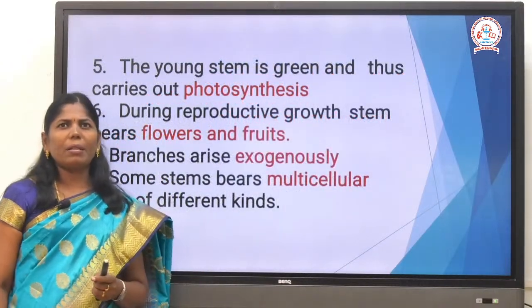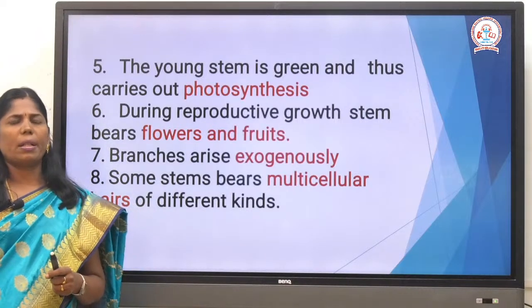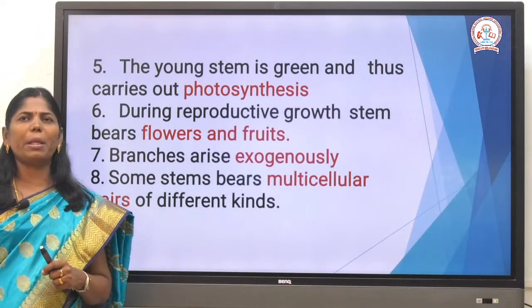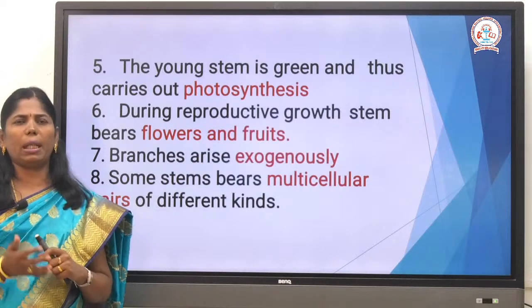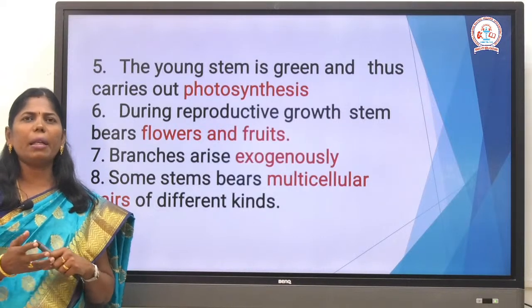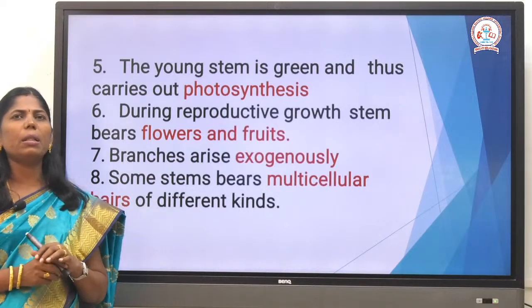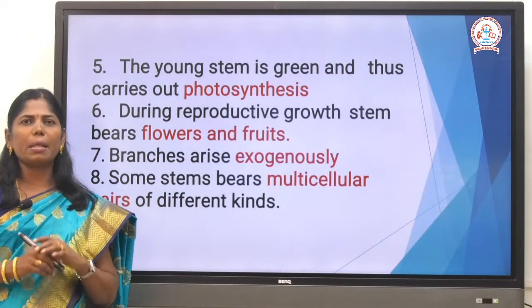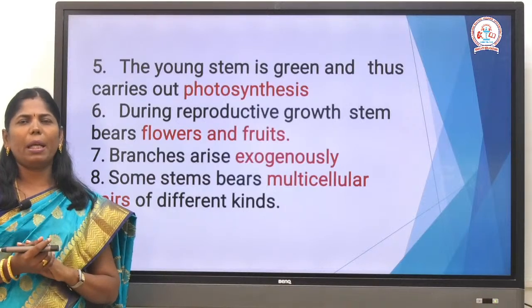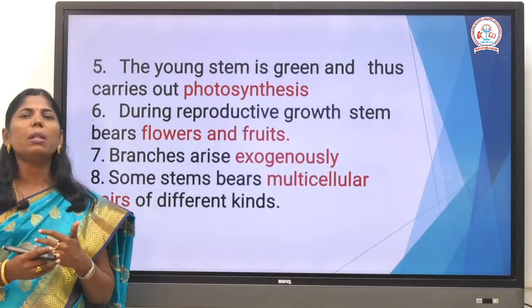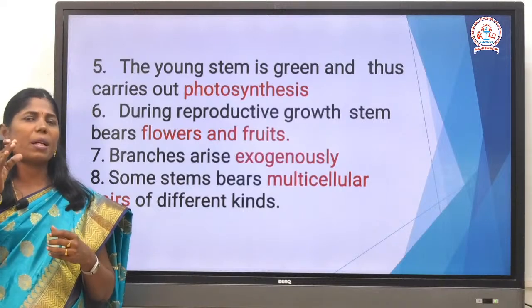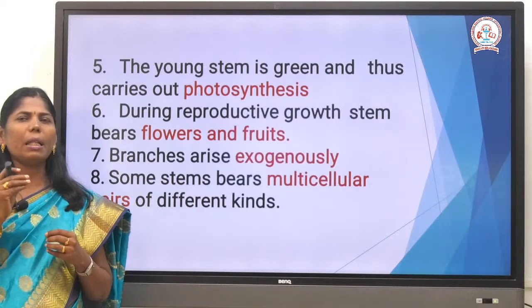The young stem is green, thus it carries out photosynthesis. And what about the mature stem? The mature stem turns brown in color. We cannot see any green color because it is covered by the periderm. The term is periderm. Periderm replaces the epidermis. When the stem consists of epidermis, it is green in color.